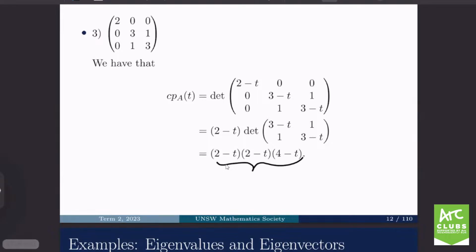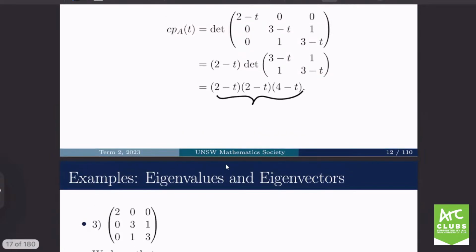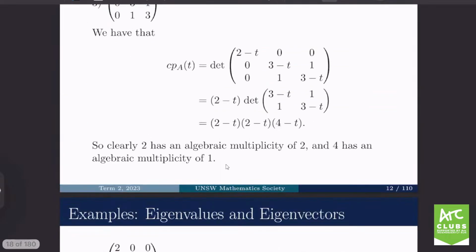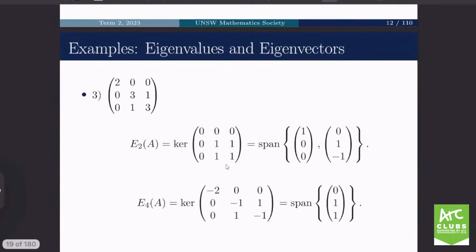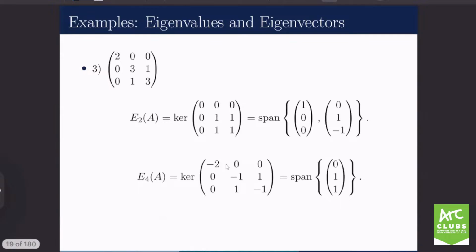If we look at this, you can see that the solutions for this equal to 0 are t equals 2, 2, and 4. So 2 has algebraic multiplicity of 2, and 4 has algebraic multiplicity of 1. Now we need to find the geometric multiplicities. In that case, it's a matter of finding these kernels again.